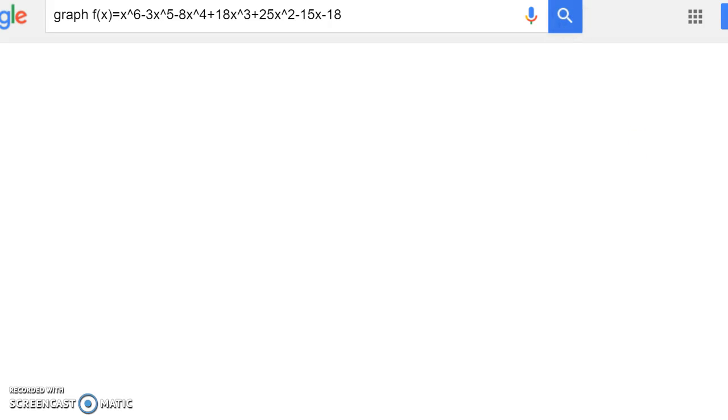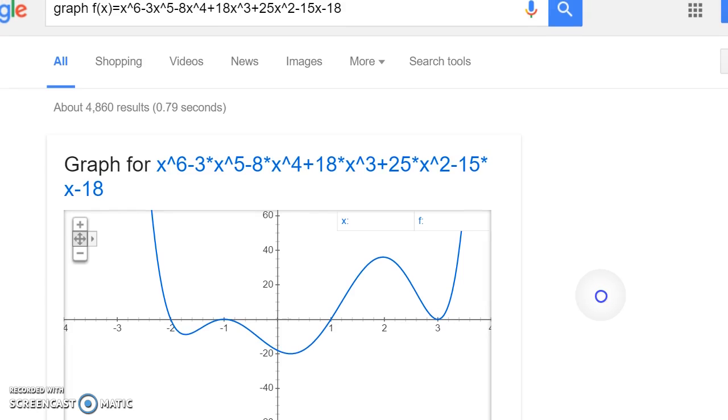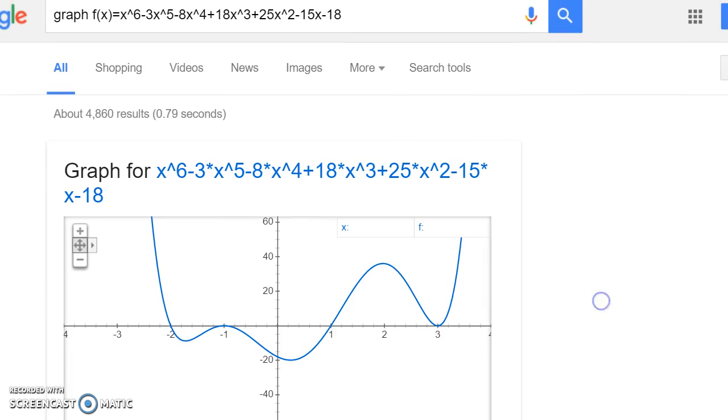And let's graph that. Now take a look at this guy, okay? Now notice it comes down and we have 4 zeros: 1, 2, 3, 4. A couple of zeros we cross the x-axis here and here, and a couple we just touch, like right here at -1 and right here at 3.